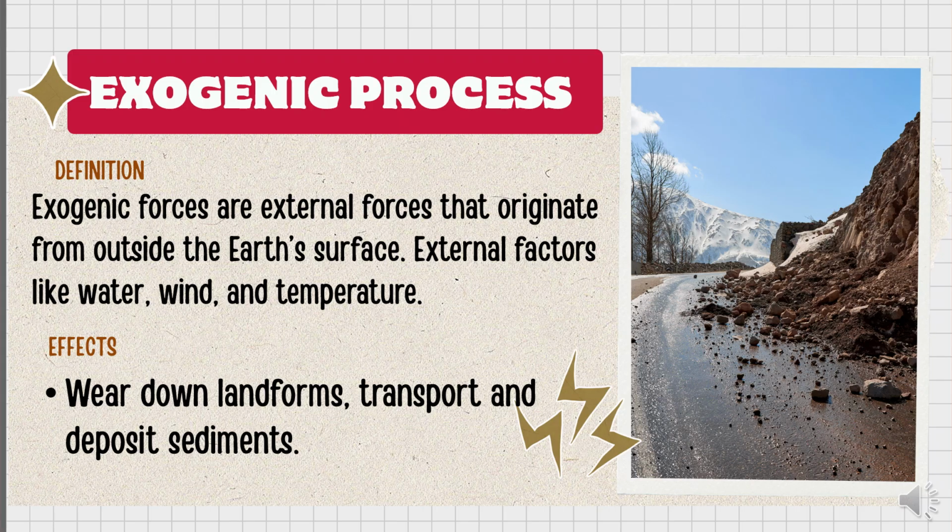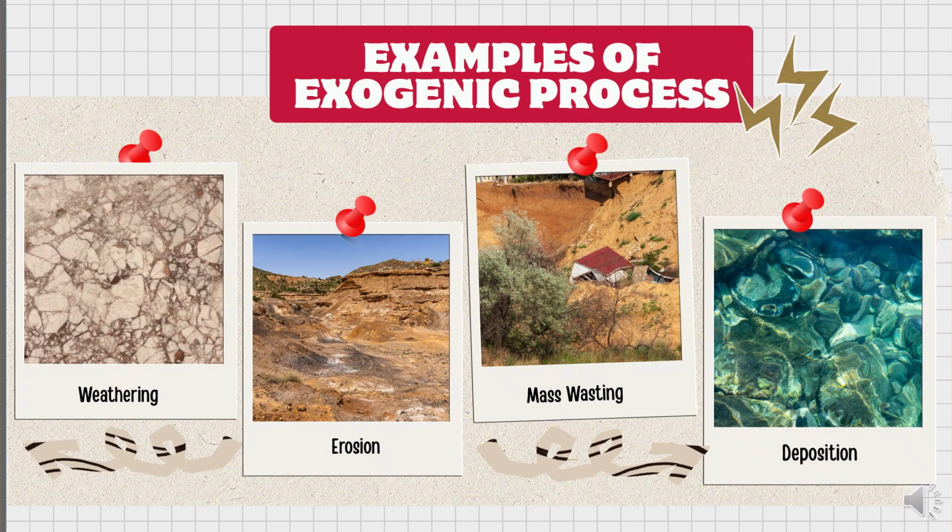Next, we'll explore specific examples of these exogenic forces and their significant impact on our environment. These are the different examples of exogenic processes: weathering, erosion, mass wasting, and deposition. These processes work together to continuously reshape the Earth's surface, creating the dynamic landscapes we see around us today.